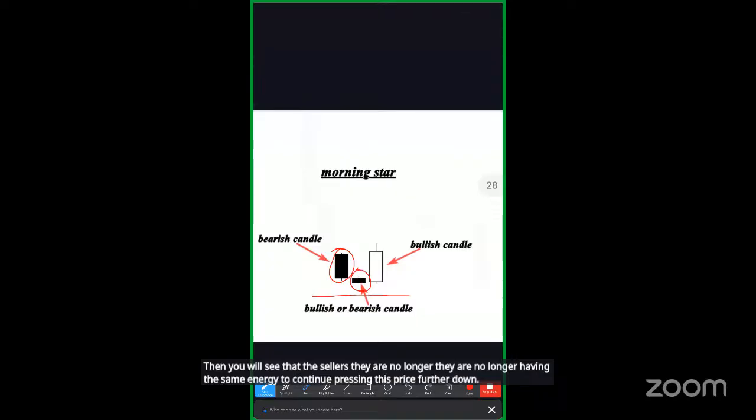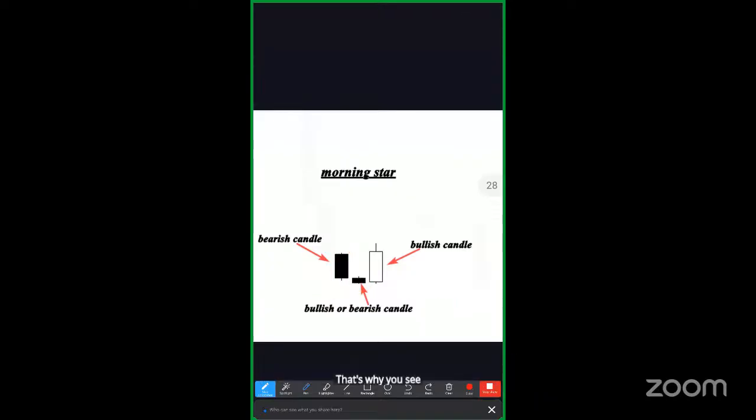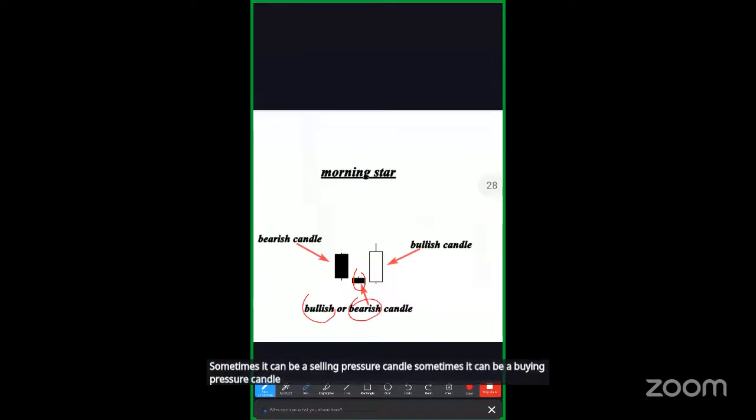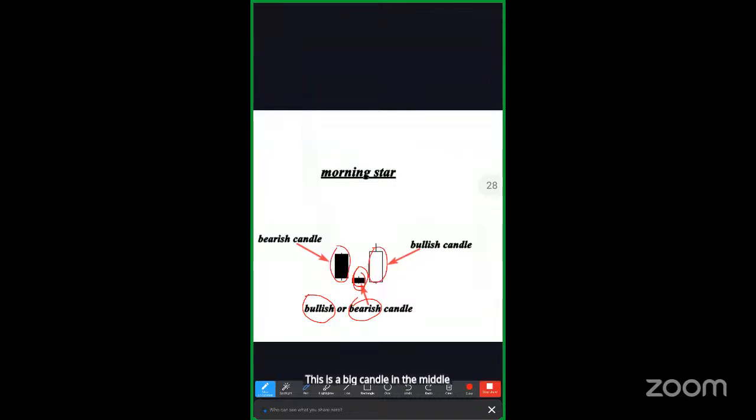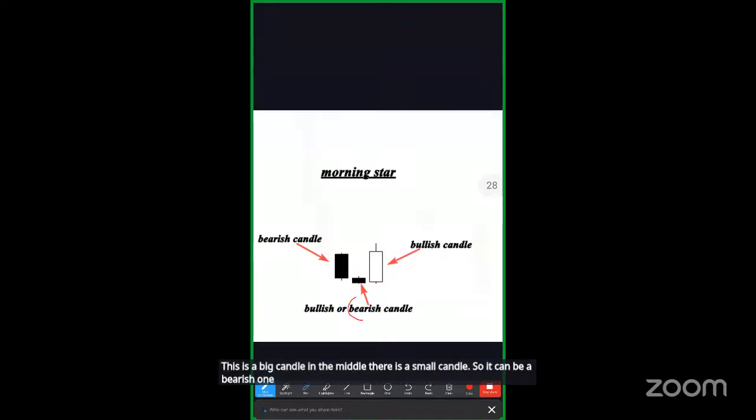That's why you see this candle in the middle here. It is a small candle. Sometimes it can be a selling pressure candle, sometimes it can be a buying pressure candle. But the size is a small candle. This is a big candle. This is a big candle. In the middle, there is a small candle. So it can be a bearish one or it can be a bullish one.